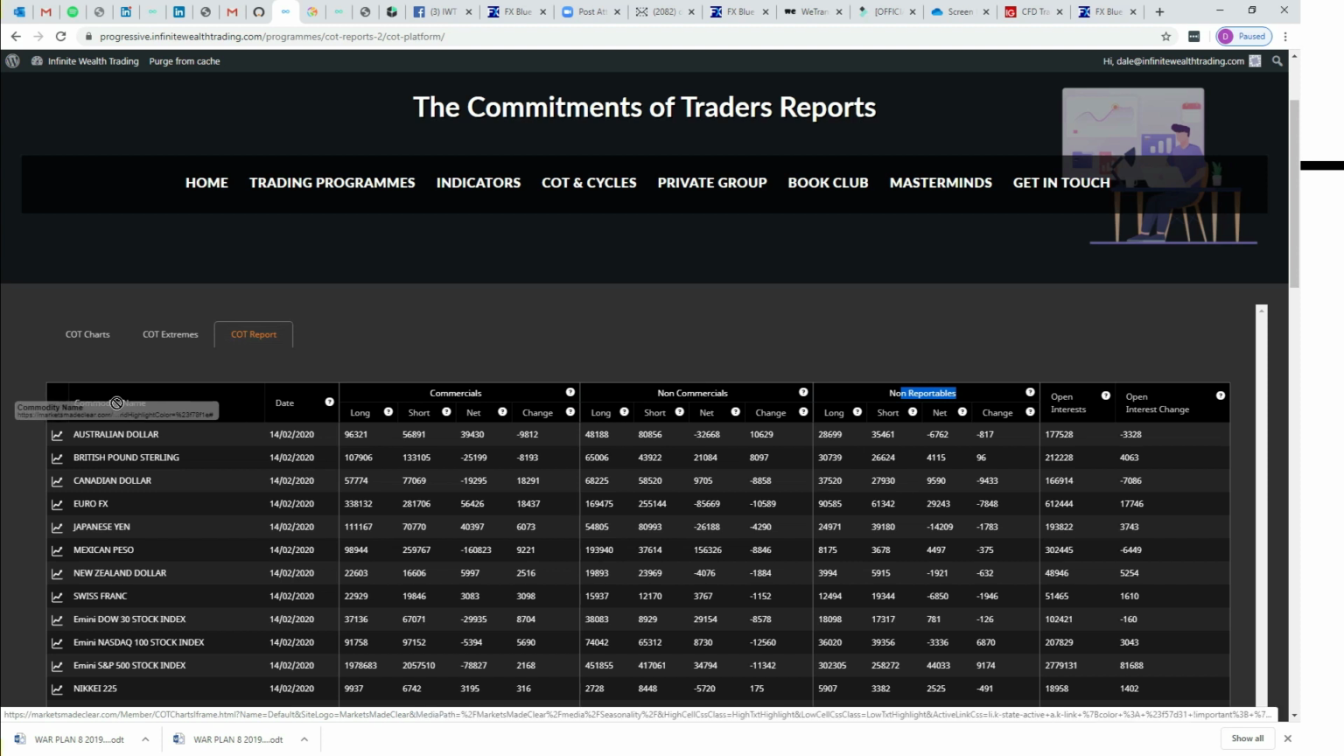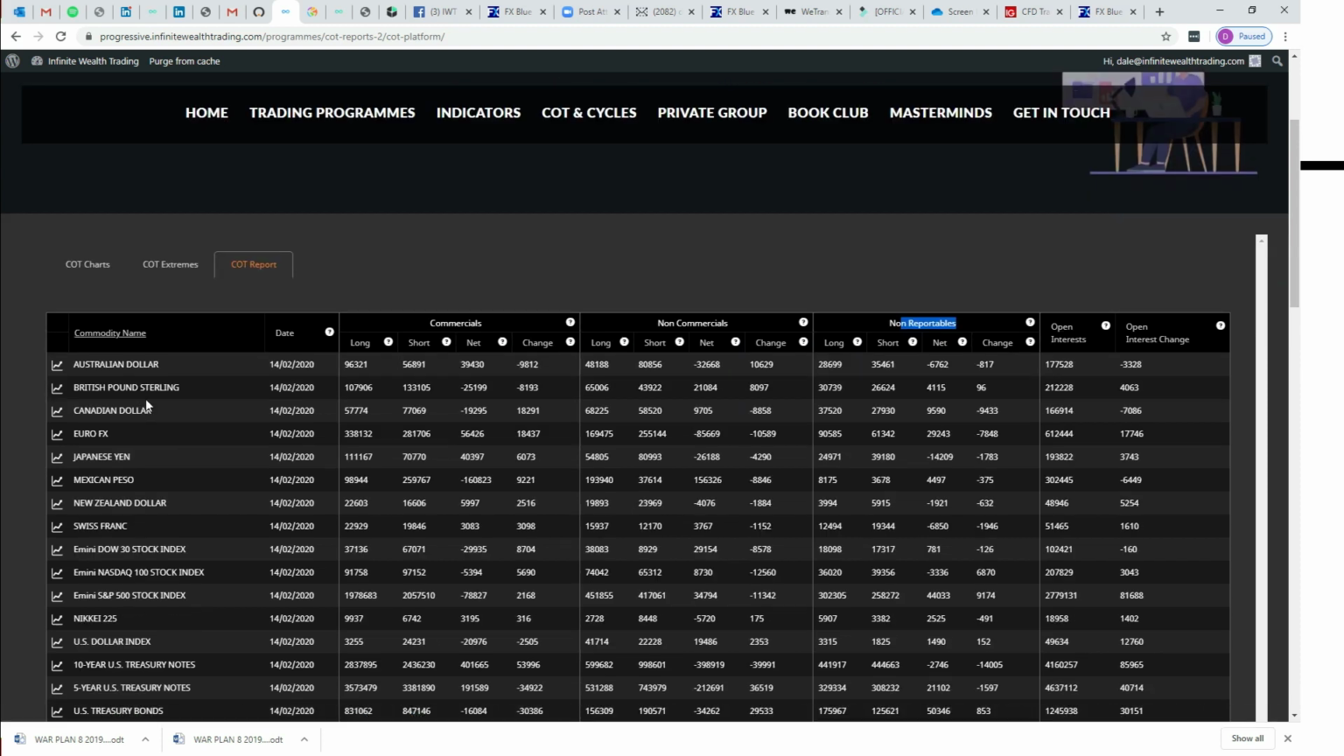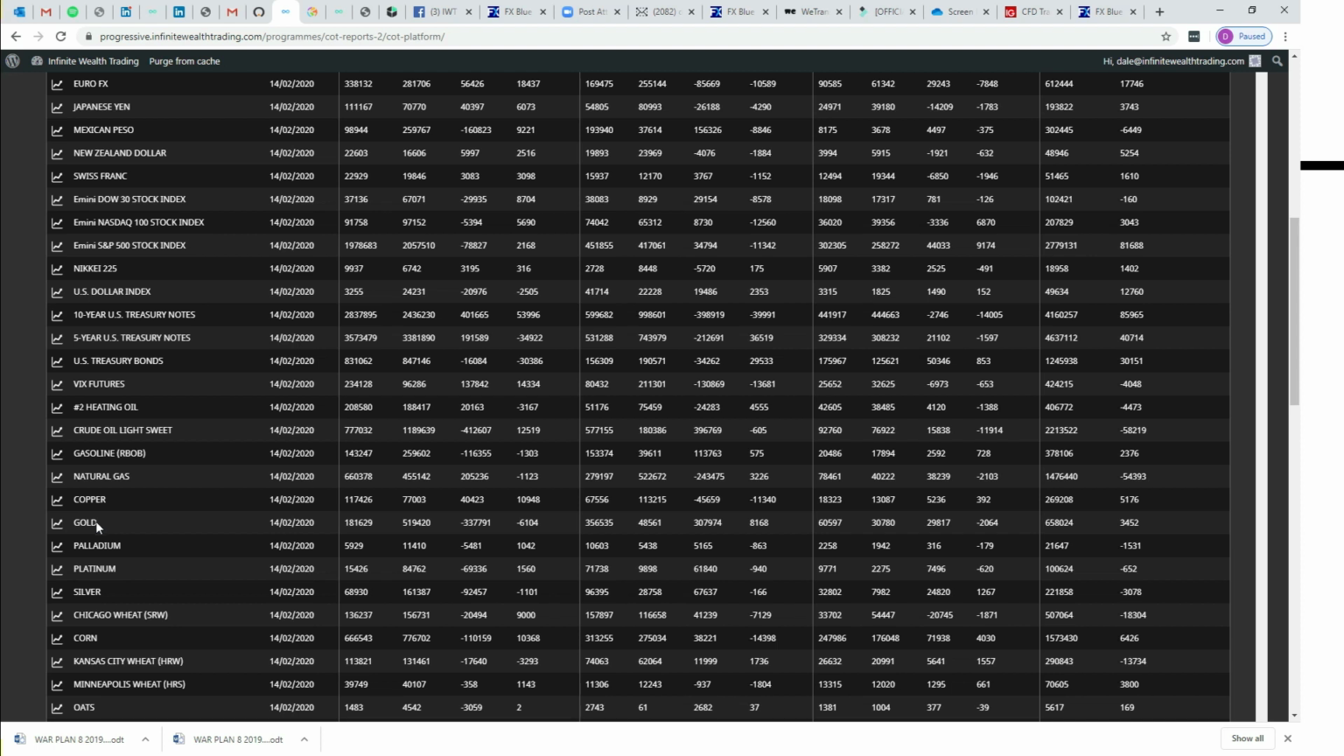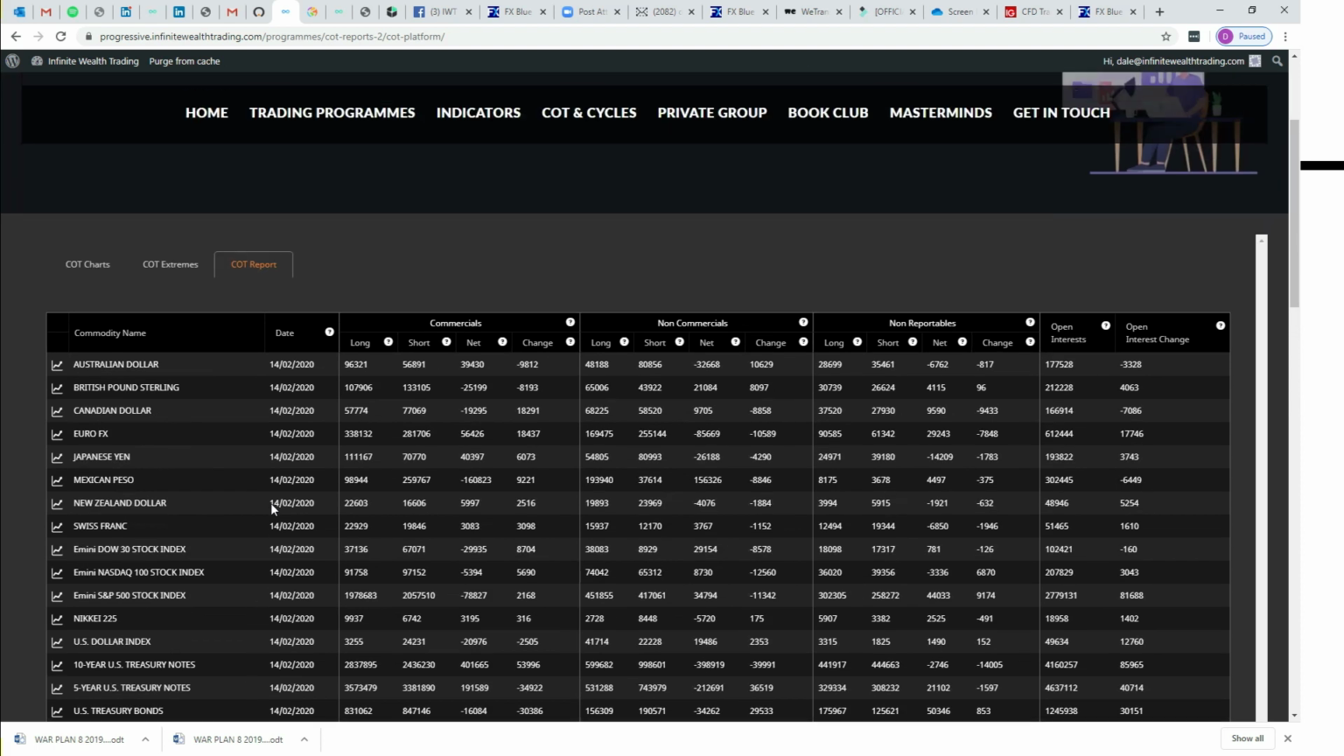And then you've got the commodity name here, which is what the market is. So you've got the Australian dollar, the British pound, the Canadian dollar, and so on and so forth. We're going to be taking a look at gold. The commercial traders account for between 60 and 80% of the market, so when these guys move, they move markets.